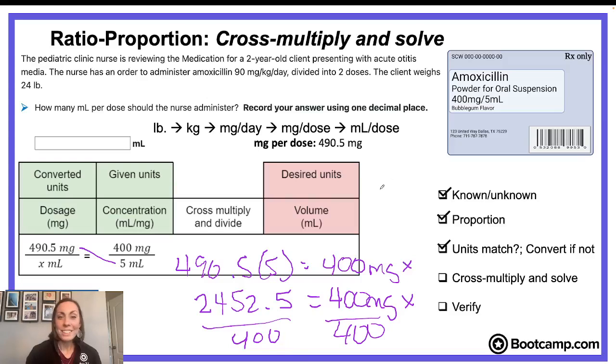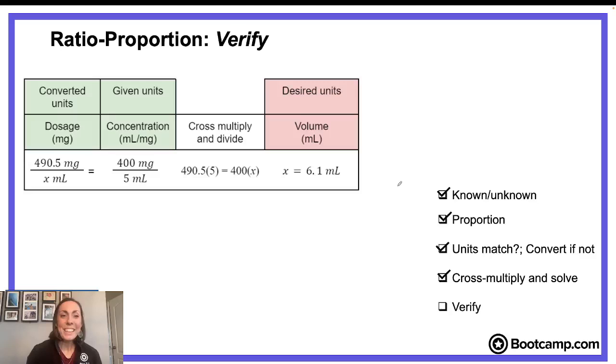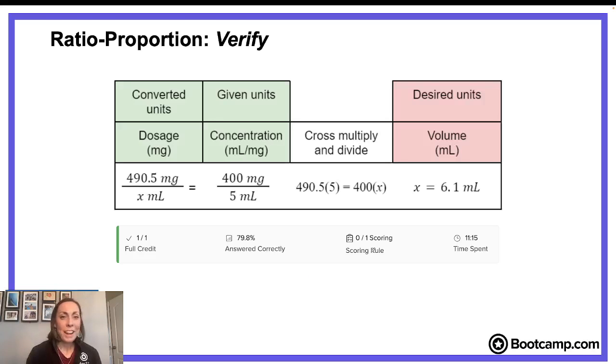And what did you get? 6.13 again, I hope. So remember, with that 6.13, we're being asked to round to 1 decimal place, right? So we are going to drop that 3 since it's less than our 5, and we're left with 6.1 milliliters. And of course, we see we're correct.